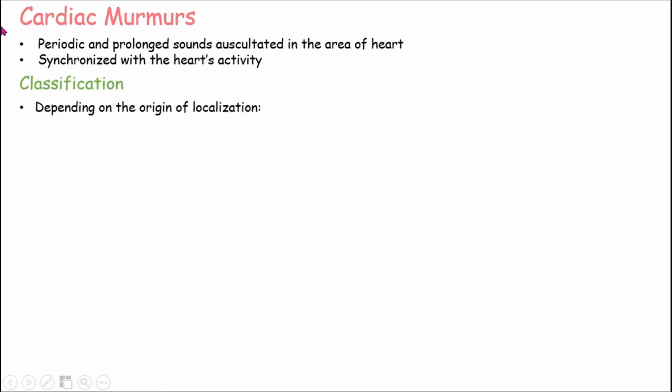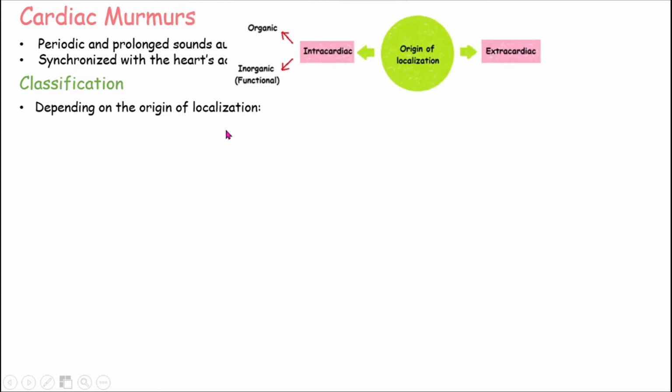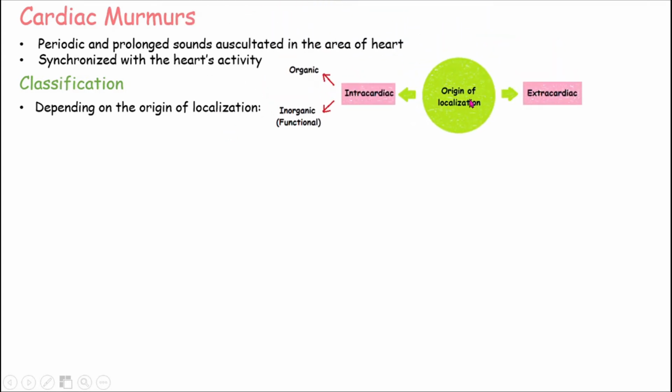So in the first type, it is classified by the origin of localization. And we have two types. We have intracardiac and extracardiac. Intracardiac can be divided into organic or inorganic. Organic means mainly it's depending on the structure of the heart, and inorganic means some functional issue inside the heart.